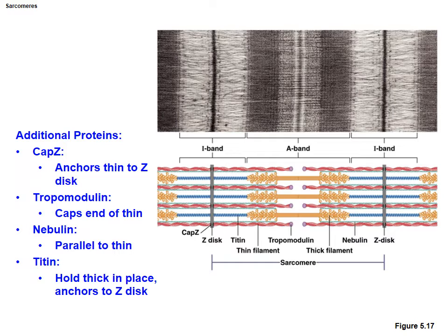Now, the dark black lines moving down the middle of the I bands, those are your Z discs. So once again, you notice all the way at the bottom of the illustration, from one Z disc to the next, they have labeled it as a sarcomere.